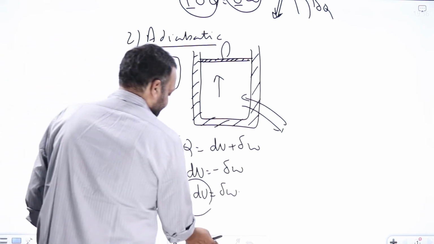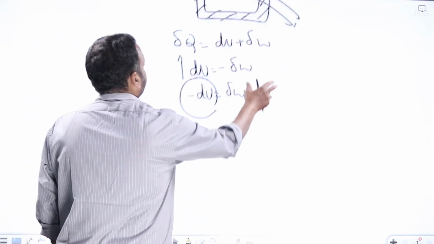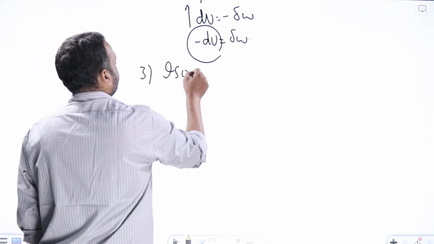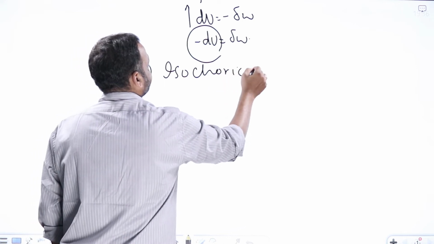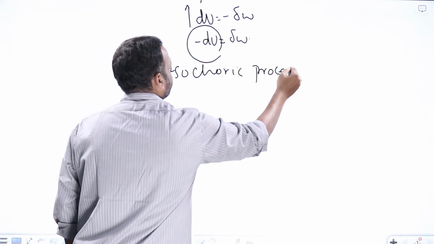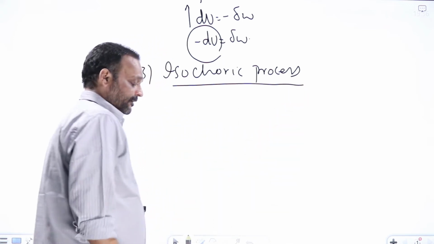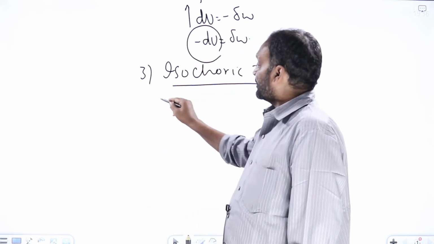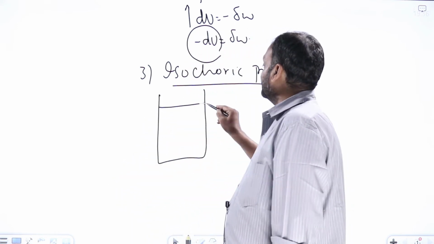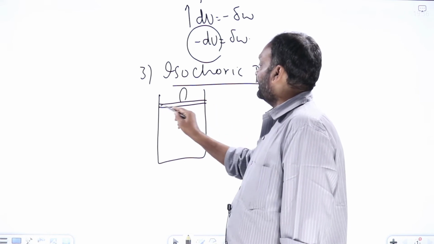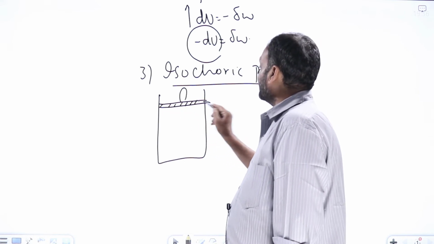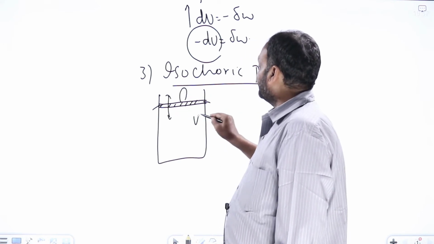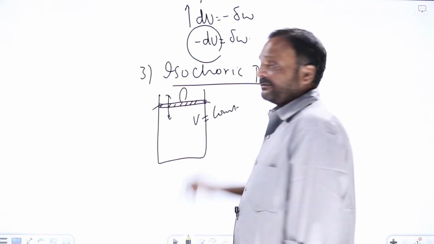The next process, the third process, is isobaric. What happens to the first law in an isobaric process? Isobaric. Iso means same, baric means volume. Isobaric process means constant volume process. Constant volume process means what? You will not allow the piston to move up or down. You will fix the piston such that it cannot move up or down, so that the volume of the gas remains constant.